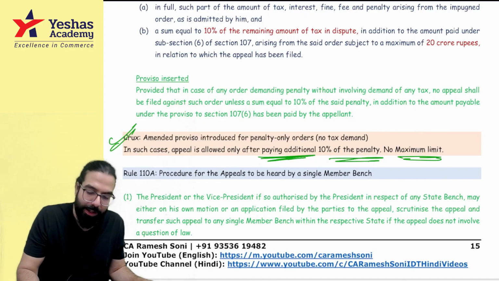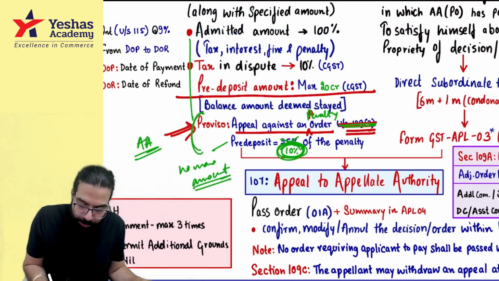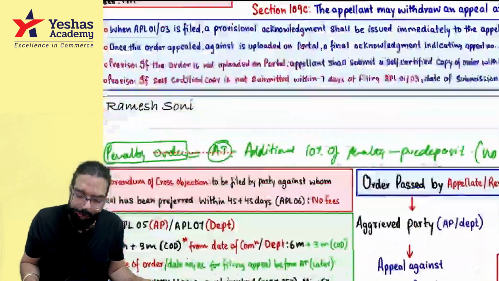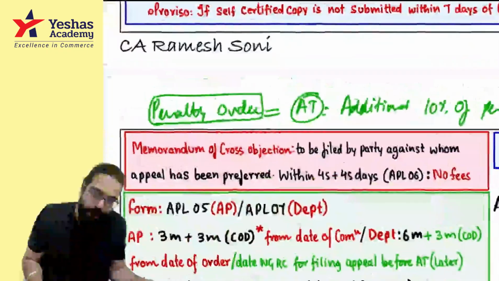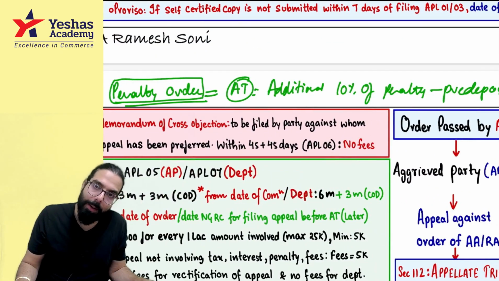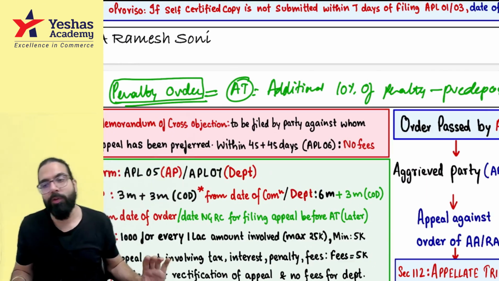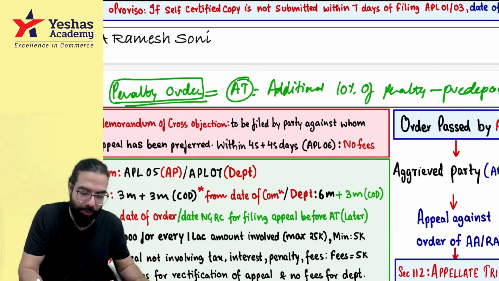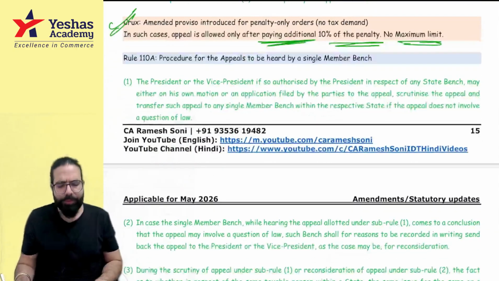I hope this point is clear. Yes, sir, the point is clear. 10% of the penalty has to be given, no maximum limit. If I am going to the appellate tribunal after the appellate authority, for the penalty order, then for the appellate tribunal you have to give an additional 10% and there is no maximum limit. I hope this point is clear to all of you. Yes, sir, this point is clear.